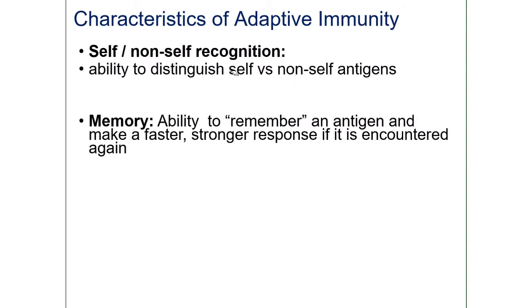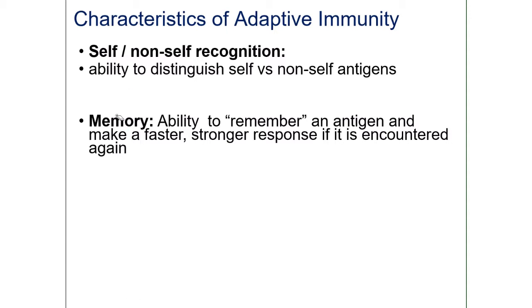First, let's talk about some characteristics of adaptive immunity. Number one is there needs to be a way to distinguish self and non-self. You want to know what to attack. You don't want to indiscriminately attack everything. You want to know who's the enemy. So this is a characteristic of adaptive immunity.